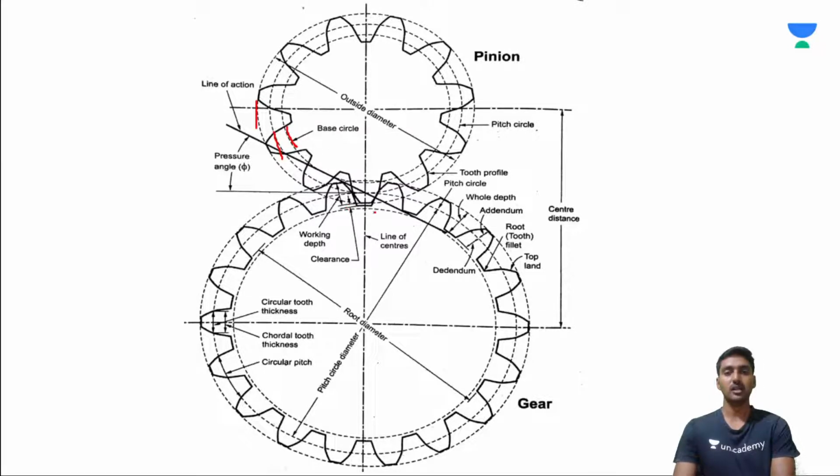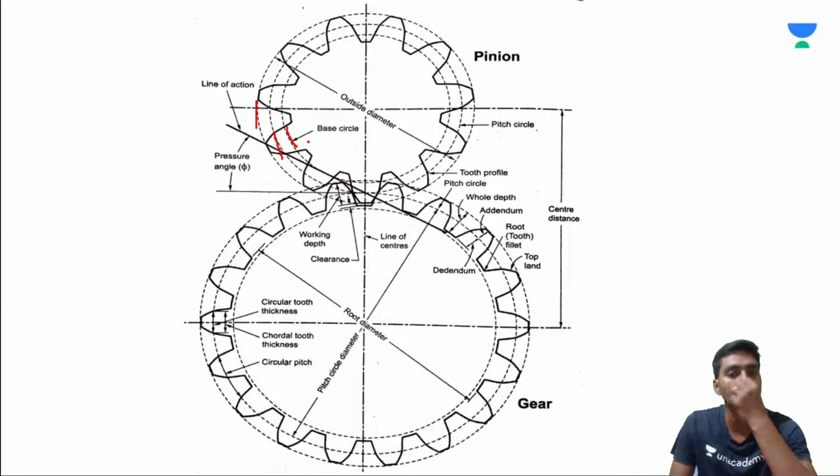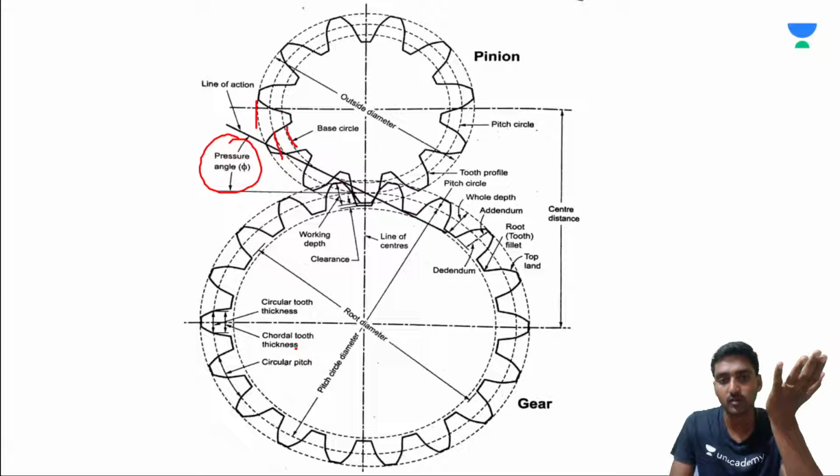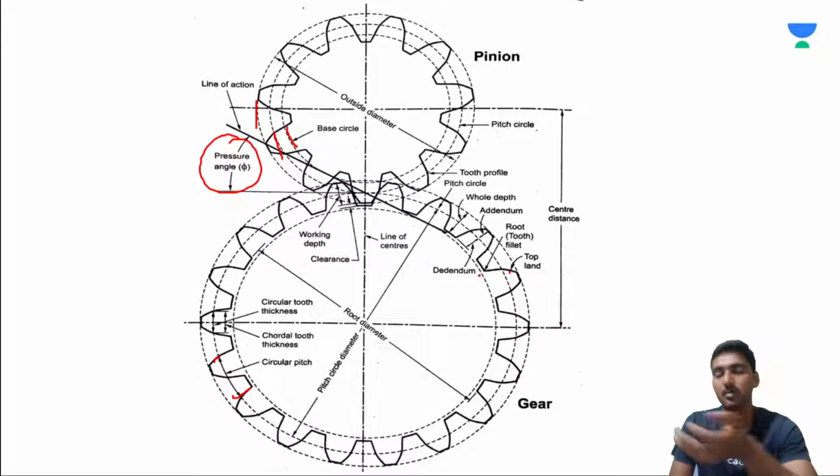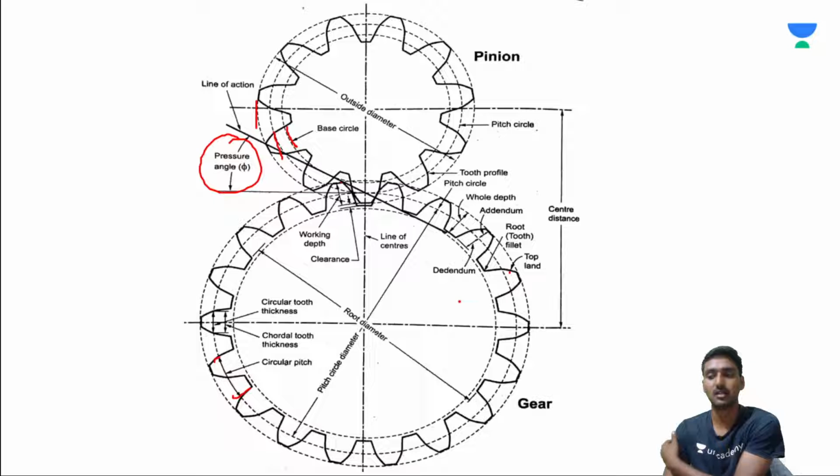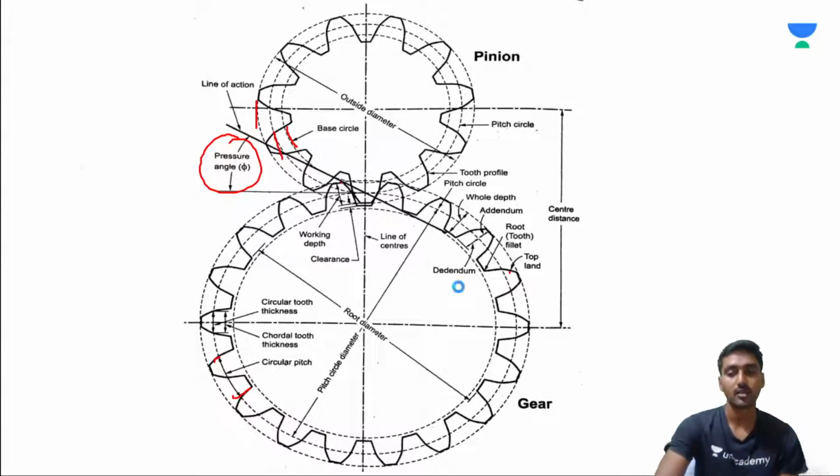The line drawn through the connecting point, the common normal to the two teeth, is called the line of action. The angle between the common normal and the line of action is called the pressure angle. The remaining parts are the same as we have discussed: circular pitch, circular thickness, top land, bottom land, tooth space, addendum circle and pitch circle.